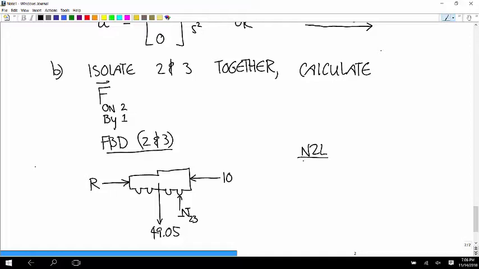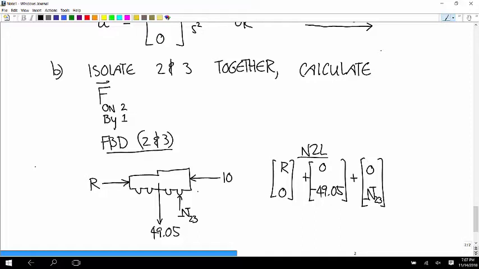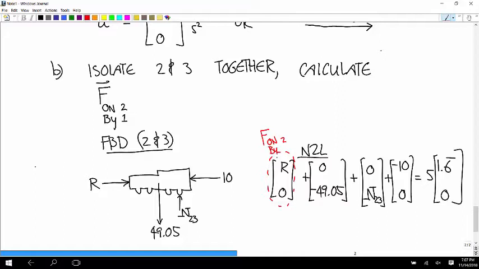So Newton's second law says R, 0, plus 0, negative 49.05, plus 0, N23, plus this 10 is in the negative x direction, so plus negative 10, 0, is equal to the mass of this system, 5, times the acceleration vector of this system, which is what we calculated in part A. So that's 1.6 repeating for x, 0 for y. And what we're trying to calculate is this vector. This vector here is the force on the 2 by the 1.